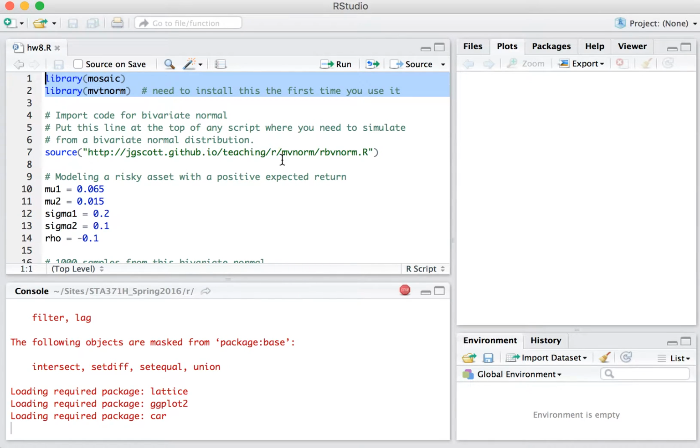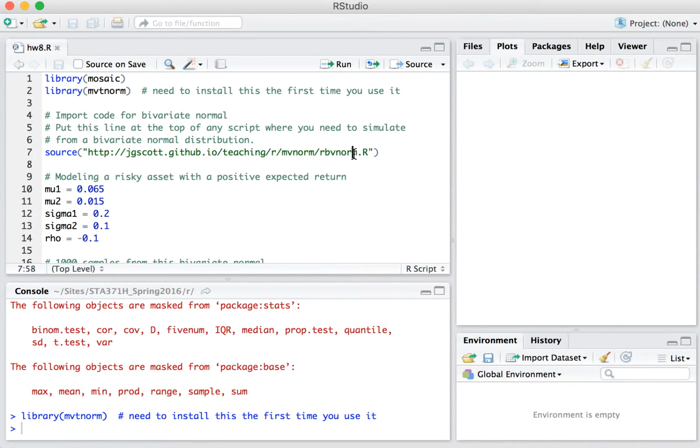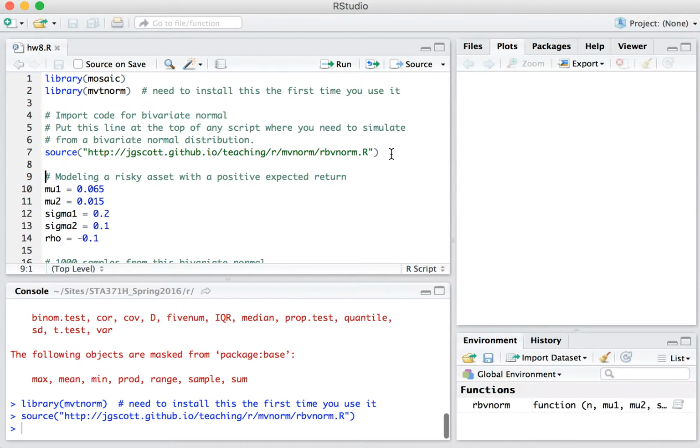And then you'll also need this helper function rbvnorm.r, which you can either source directly from my website like this, or you could even go download this file if you wanted to have it available offline, and then every time just open it and copy and paste the function straight to the console. So now we've got the libraries loaded and the helper function available for use.